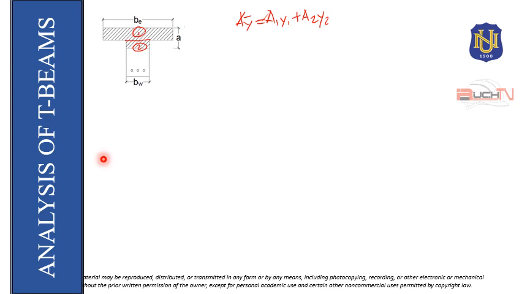So, kung ito yung thickness ng slab, so, ibig sabihin, that will be equivalent to A y bar is equal to yung area 1 natin will constitute bf or be times thickness of slab, tapos ang y1 niya or ang centroid ng area na yun is ts over 2 papunta sa taas, plus area 2 will be syempre b sub w na yun times a minus the thickness of the slab. So, yun yung area niya.